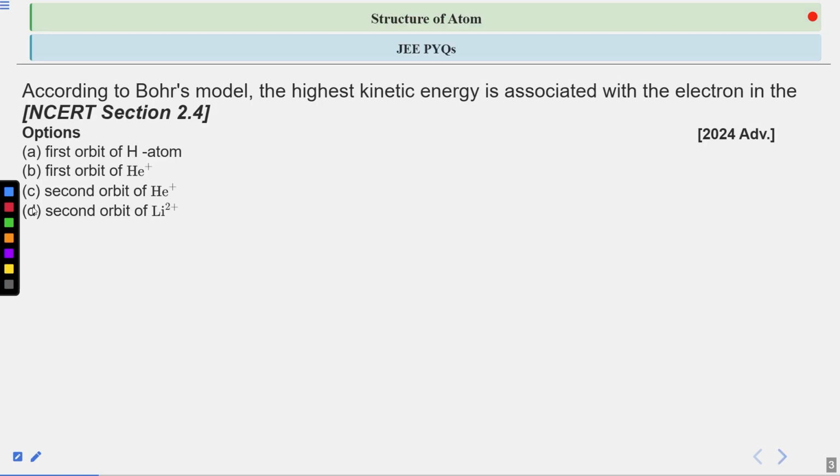So here is your first question. According to Bohr's model, the highest kinetic energy is associated with the electron in the: first orbit of hydrogen atom, first orbit of helium plus, second orbit of helium plus, or second orbit of lithium 2 plus. So you have some time to solve this question. Your time starts now.